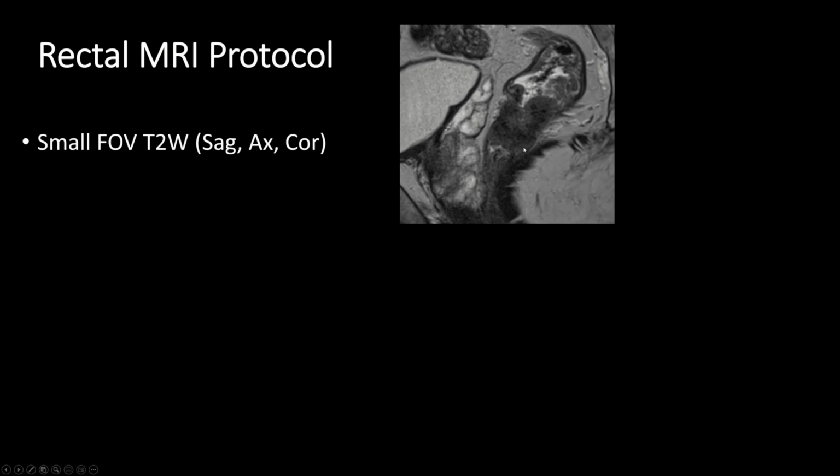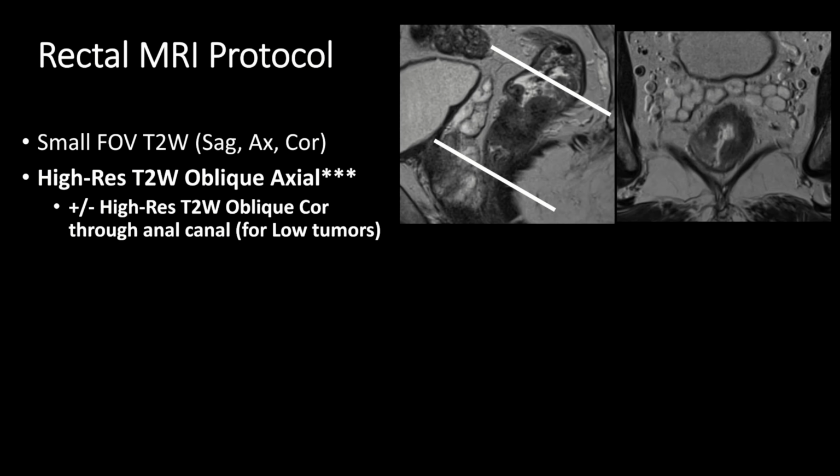So for example, you can see the tumor here in this patient and acquire a T2 weighted high resolution oblique axial through the tumor itself without fat suppression. This is the single most important sequence for local staging. Why is that? Well, when staging, we're trying to determine the extent of the primary tumor in relationship to other structures like the rectal wall, i.e., is it confined to the wall? Has it extended beyond the wall? And if so, how far beyond the wall is it?